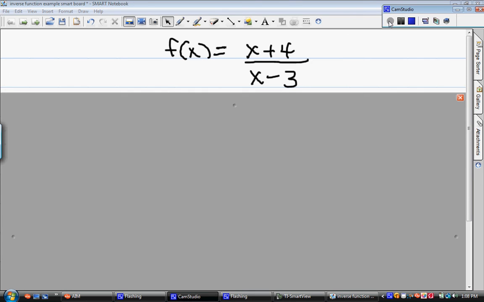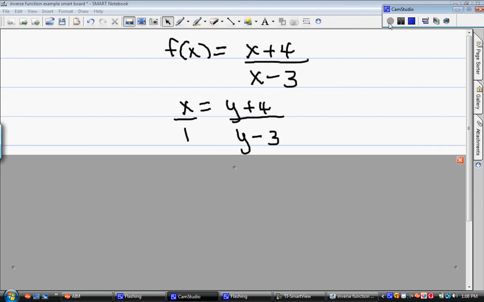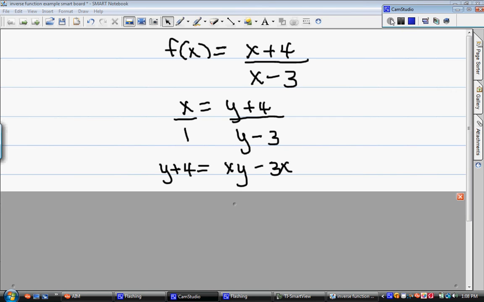In step 2, we want to exchange the x and y values. Once I exchange the x and y values, I can see that my problem is like a proportion, so I can cross multiply. My ultimate goal will be to get y by itself. When I cross multiply, I use the distributive property. Here I'm taking y plus 4 times 1 and x times y minus 3.